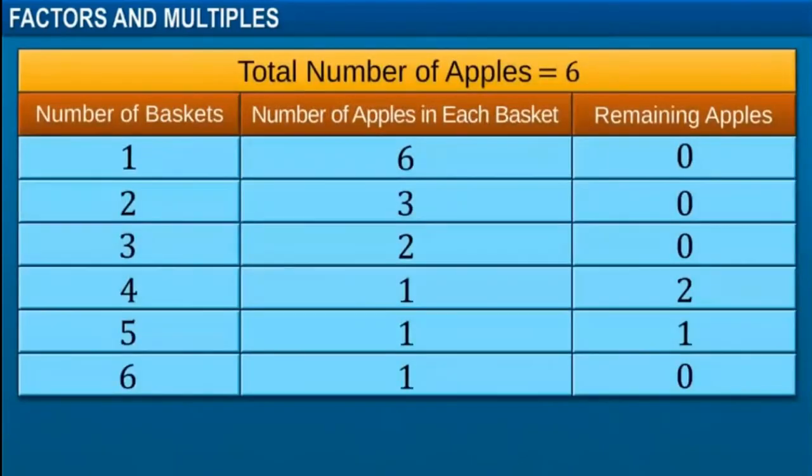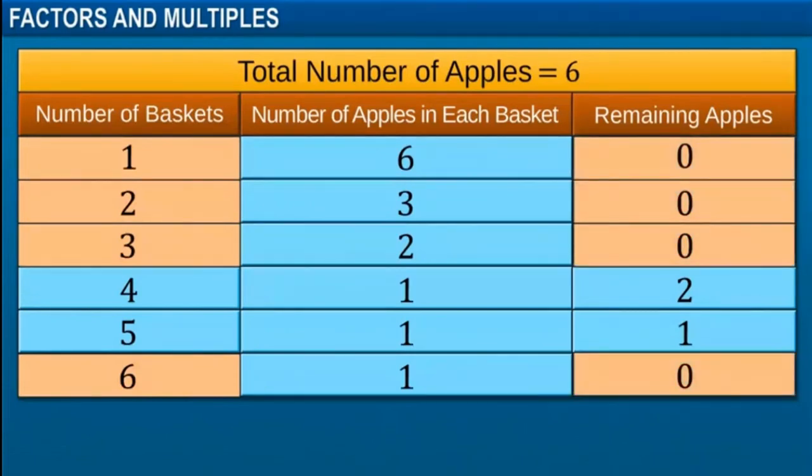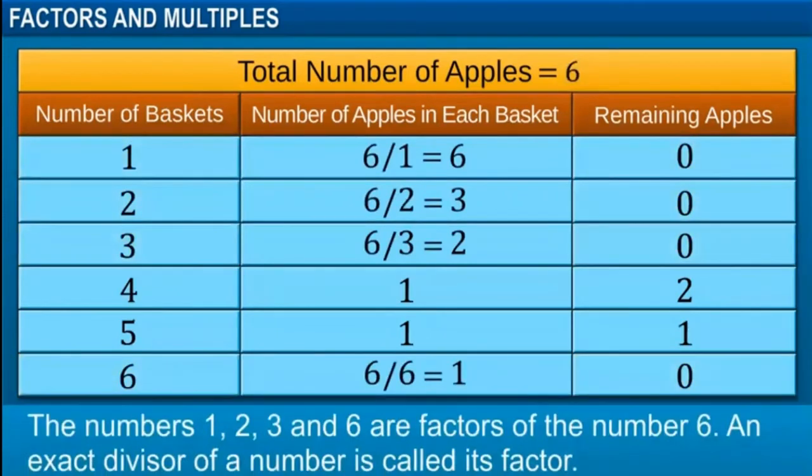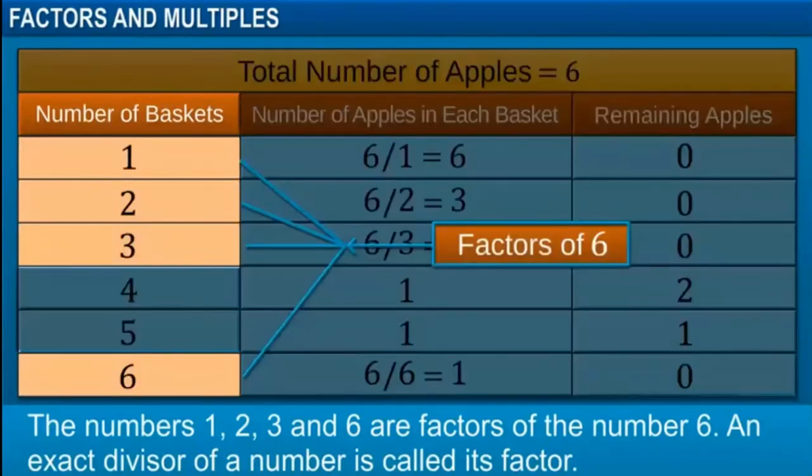Observe the table carefully. Note that when we divide 6 apples among 1, 2, 3 or 6 baskets, there are no apples left. This is because the numbers 1, 2, 3 and 6 completely divide the number 6 without leaving a remainder. We say that the numbers 1, 2, 3, and 6 are factors of the number 6. An exact divisor of a number is called its factor. So now we have been introduced to the term factors.